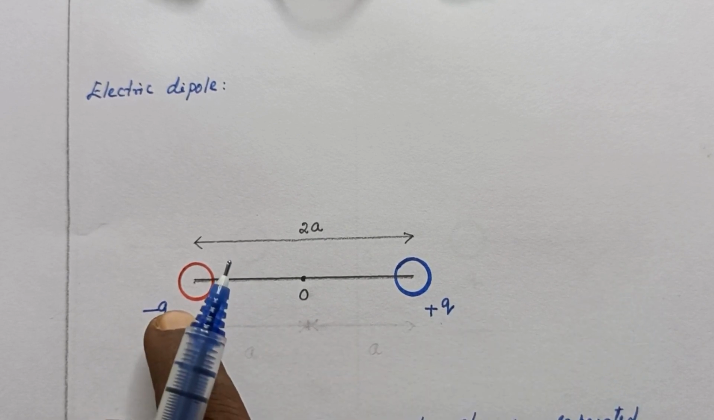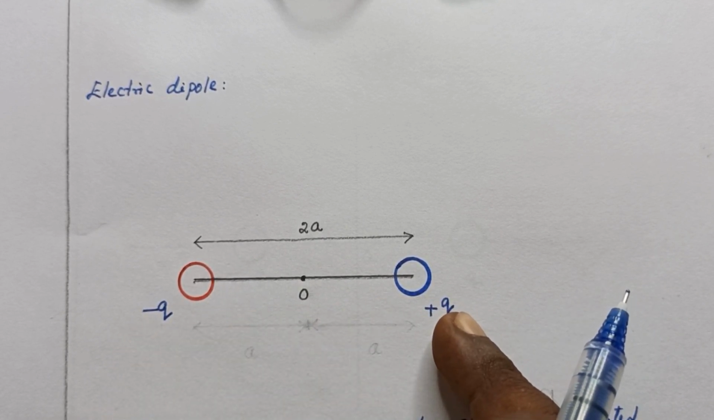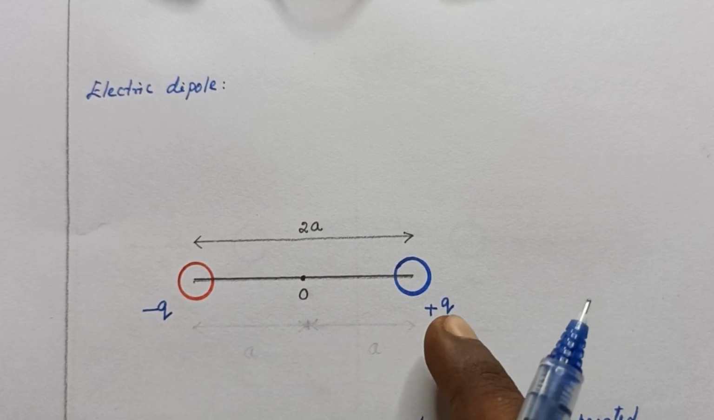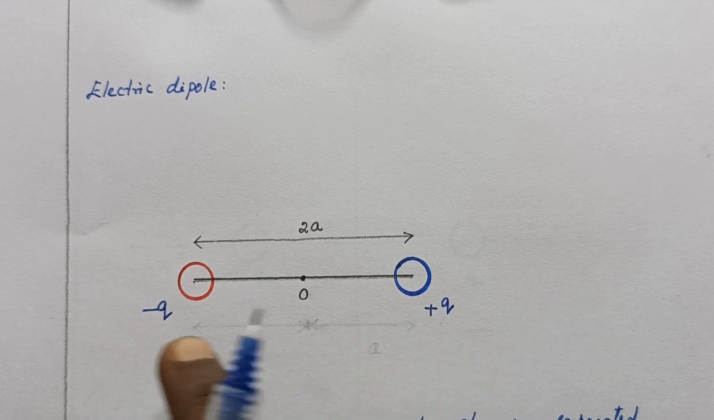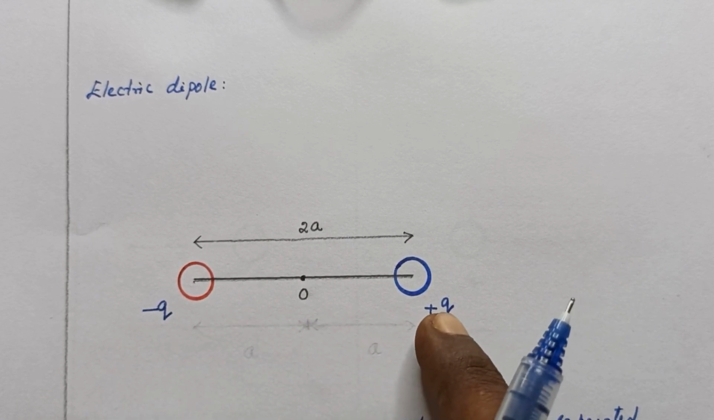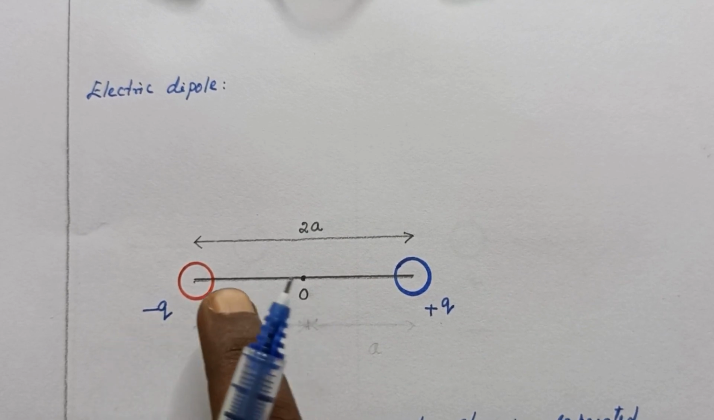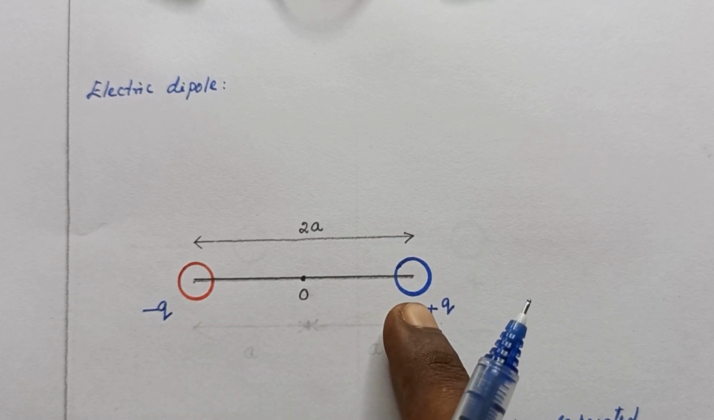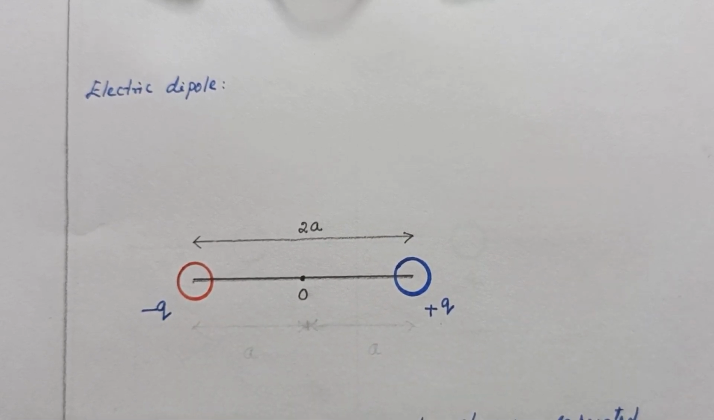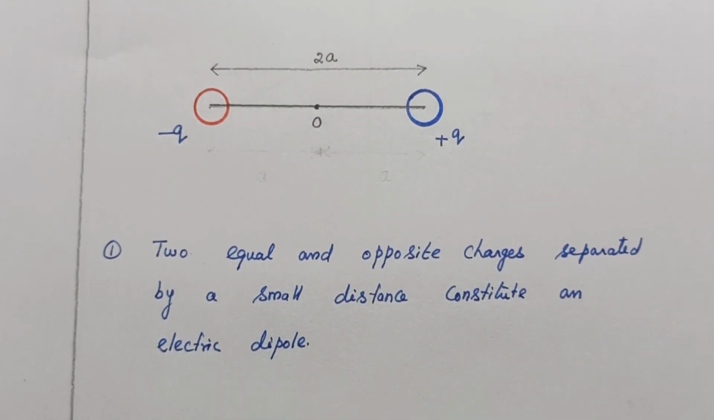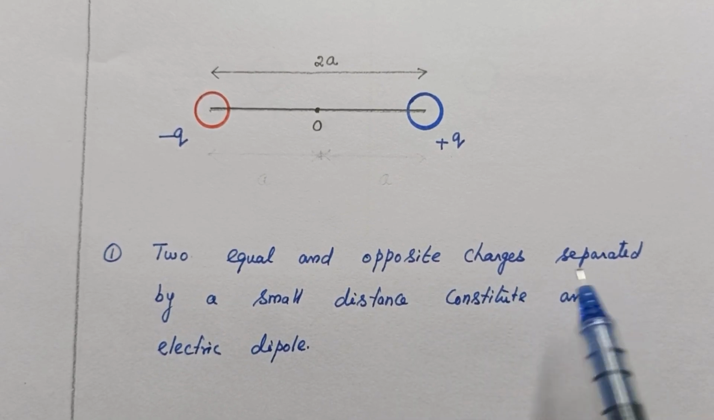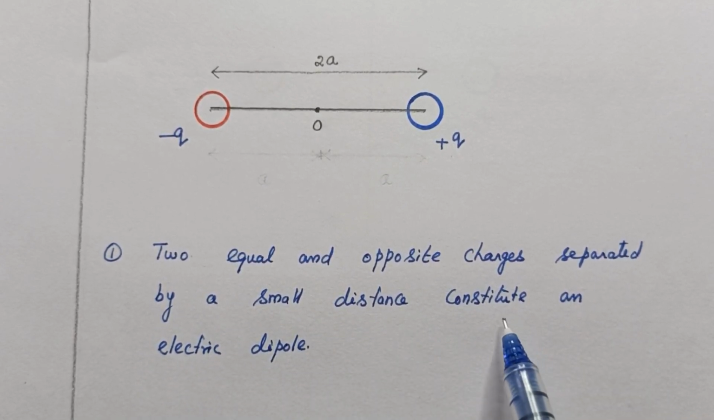The charges are equal. Magnitude of this charge is q and this charge is also having the same magnitude, but the signs are opposite. This is plus and this one is minus. So they are the equal and opposite charges and they are separated by a small distance. This will constitute an electric dipole. So this is the definition of electric dipole. Electric dipole na two equal and opposite charges separated by a small distance constitute an electric dipole.